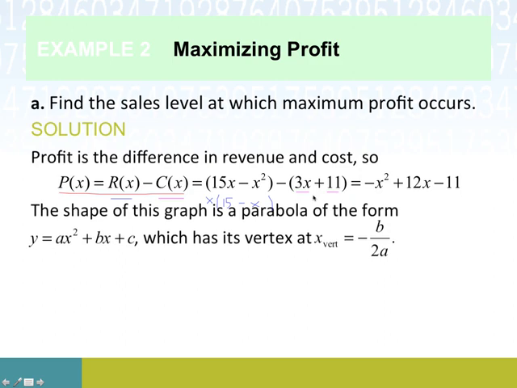The shape of this is called a parabola. This could be in bold if we really wanted to. This is the definition: a parabola is the shape of a function that looks like this, where a, b, and c are all constants.